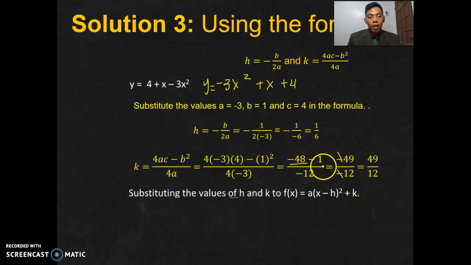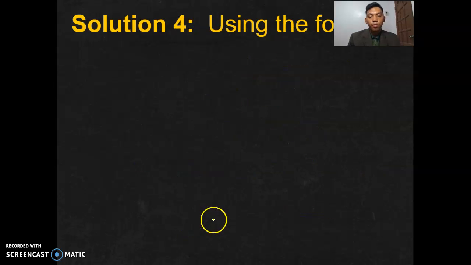So substituting the values of a, h, and k. A here is negative 3, and then h is 1/6, and k is 49 over 12. So a, negative 3, then h, just substitute it there, 1/6 plus 49 over 12. Negative 3 quantity x minus 1/6 squared plus 49 over 12.